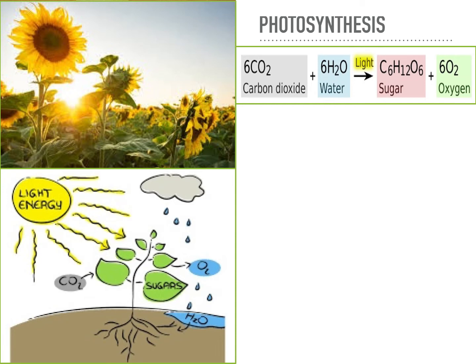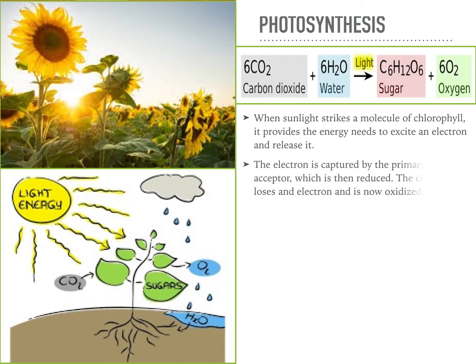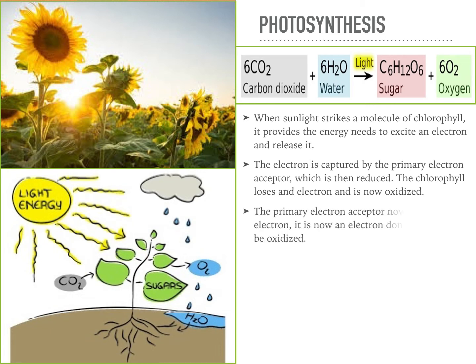Let us recall the basic chemical equation of photosynthesis, in which light converts carbon dioxide and water into sugar and oxygen. When sunlight strikes a molecule of chlorophyll, it provides the energy needed to excite an electron and release it. The electron is captured by the primary electron acceptor, which is then reduced. The chlorophyll loses an electron and is now oxidized. The primary electron acceptor now has an extra electron. It is now an electron donor and ready to be oxidized.